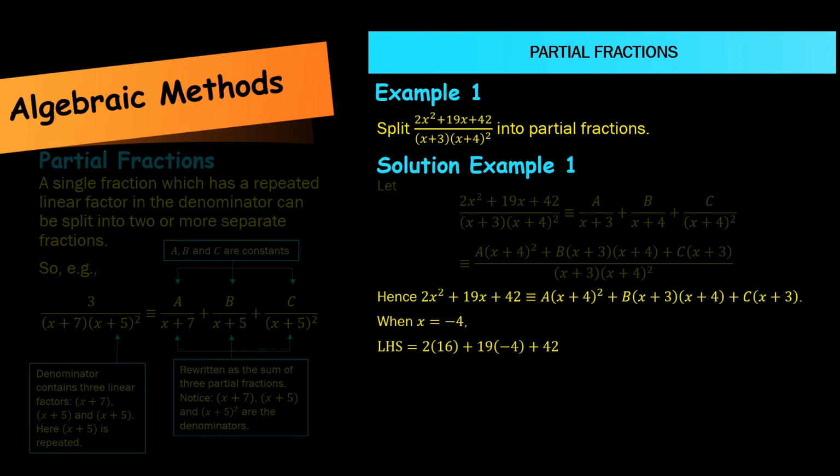On the left-hand side, we have 2 times 16 plus 19 times minus 4 plus 42 when we plug in x equals minus 4. This is equal to minus 2.